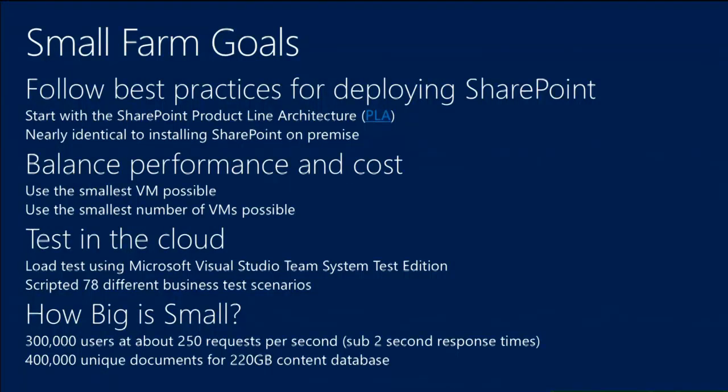Your biggest concern is IOPS, and you need to know how to structure your data. They did use Visual Studio Team System Test to actually test this out on a small farm, and I'll show you the architecture of that in a bit. What they ended up with is they could get 300,000 users at 250 requests a second, accessing 400,000 unique documents in a 220 gig content database. For a test case, that's pretty impressive results.